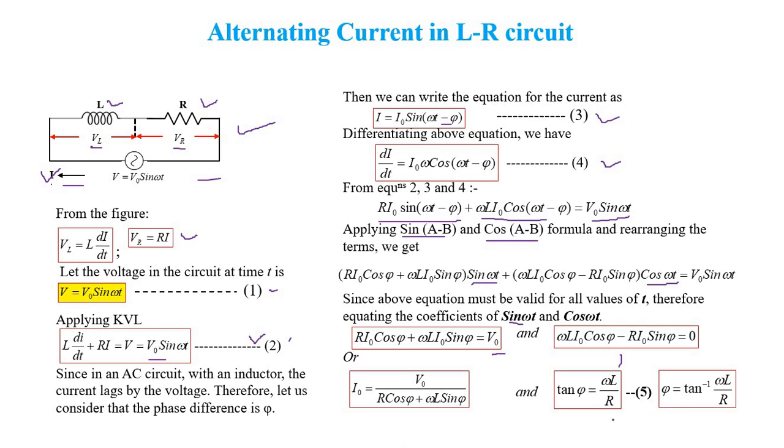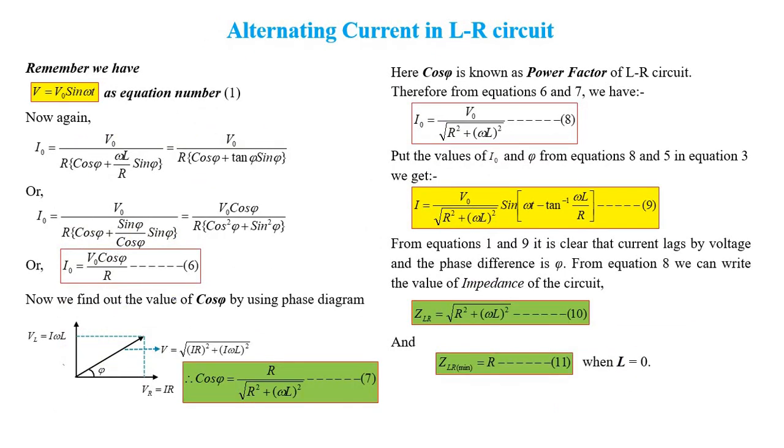These two equations you can consider as equation number 5. Now remember this equation, because we have to compare it with the equation of the current. So now again we can write the value of I0 as V0 upon R into cos phi plus omega L upon R sin phi. Here R is taken out of the two terms, so it is taken common.